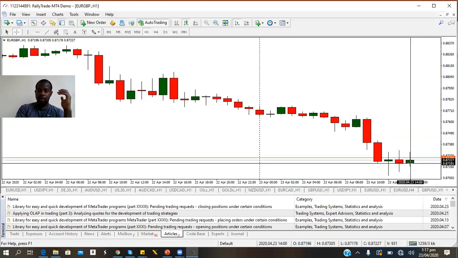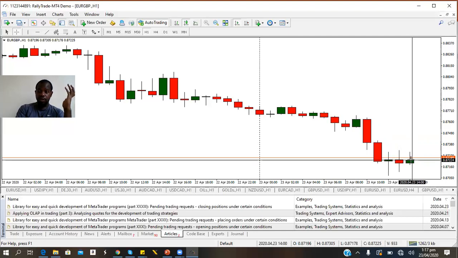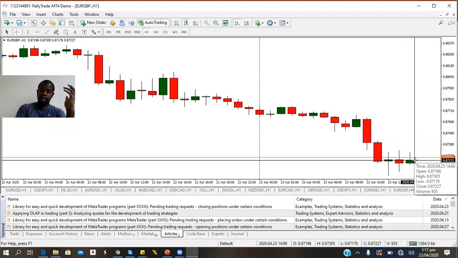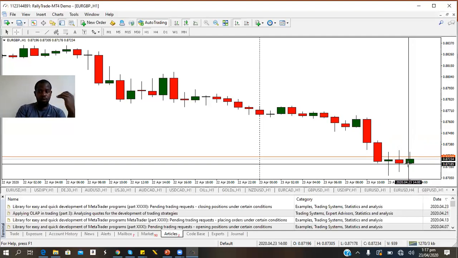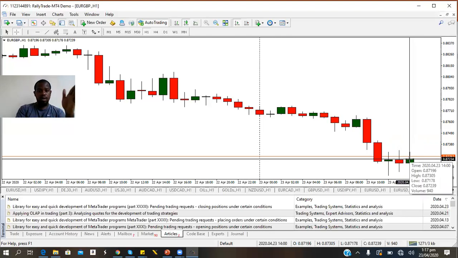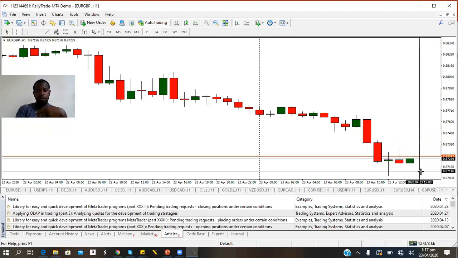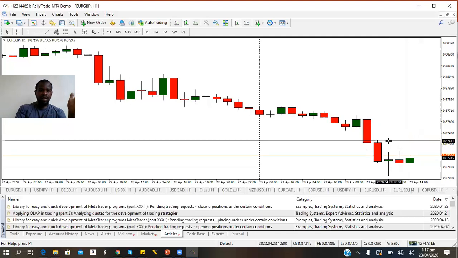This candle right now is bullish. It's green. It's going up. Who knows? The market might come down and close here, so it might close as a bearish candle. We won't know until 2 o'clock when this candle closes and forms another candlestick. So basically that is it.